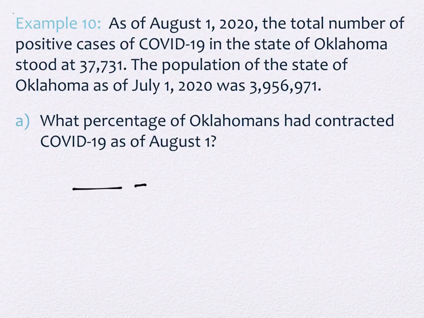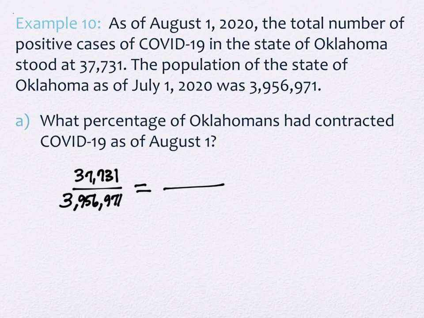So we're going to do this again. It's a percentage. So we have our 37,731, the number of people who had contracted it, and we have our 3,956,971 total population. So we have 100% on the bottom, that's all the people, and we're looking for the percent on top that corresponds. So we're going to cross multiply. We have 37,731 times 100. So that's 3,773,100.